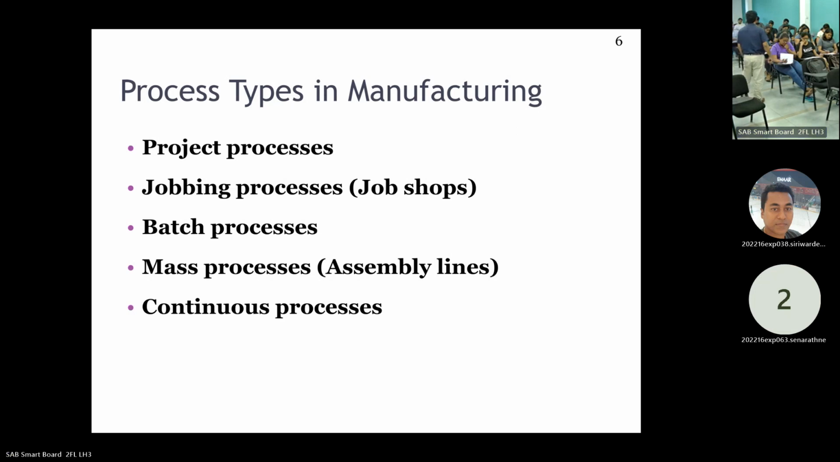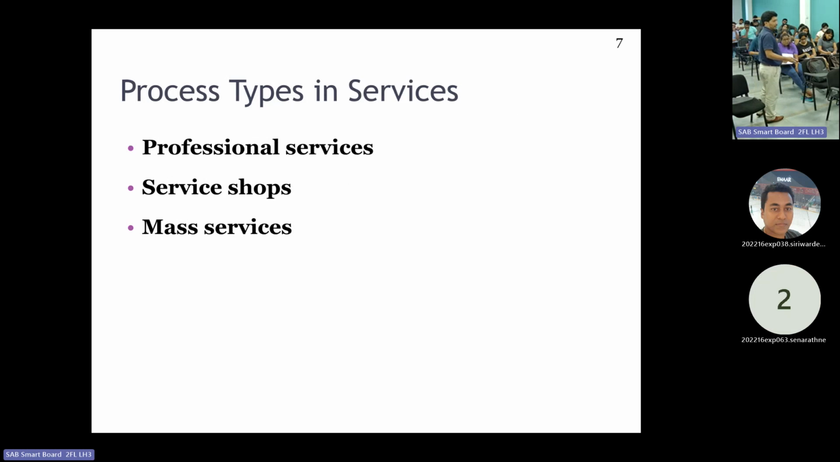What else? Low production volume is another characteristic. It is as low as one product. Project processes are capable of frequently producing only one product, one output, no more. That is highly customized. Such products we call one of a kind products.